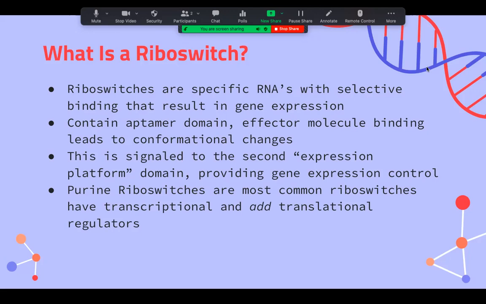So a little bit more background here. We have a second expression platform that is being signaled to once the initial aptamer domain is bound, and this acts as a sensor which provides that gene expression control.